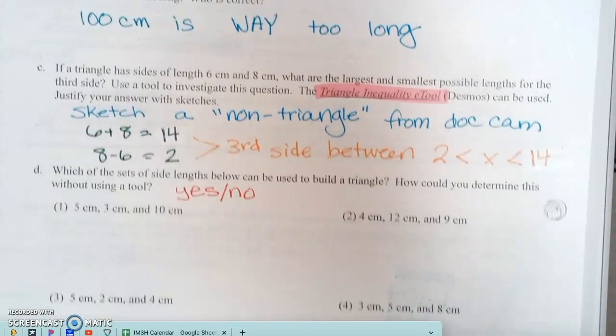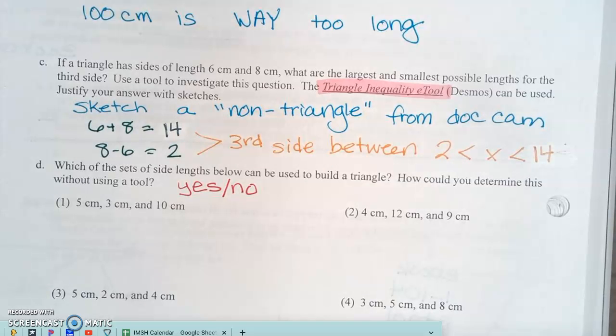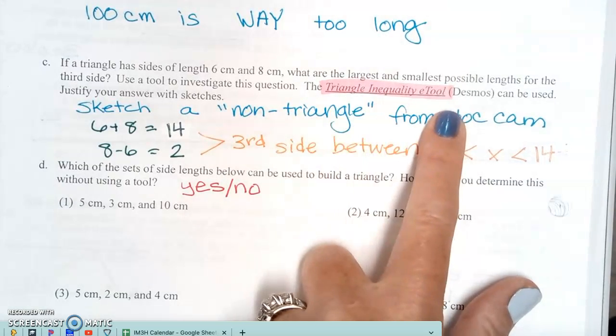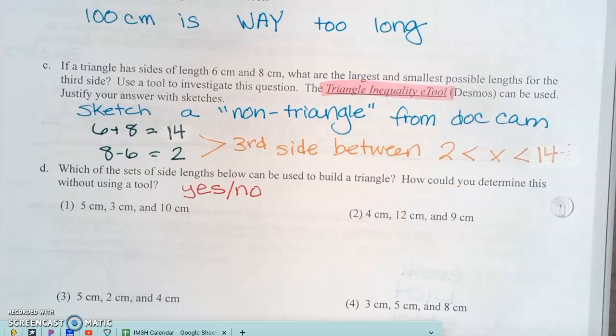Okay. Part C. If a triangle has side lengths of 6 centimeters and 8 centimeters, what are the largest and the smallest possible lengths for the third side? You can go to that second tool that I showed you, which is the Triangle Inequality tool, and you can figure it out. So I drew on the sideboard the 100 and the 1. Basically what you're going to do is you're going to take the two side lengths that you know, and add them together. So you're going to take the 6 plus the 8, you get 14. Then you're going to subtract them. You're going to take the 8 minus the 6, you're going to get 2.